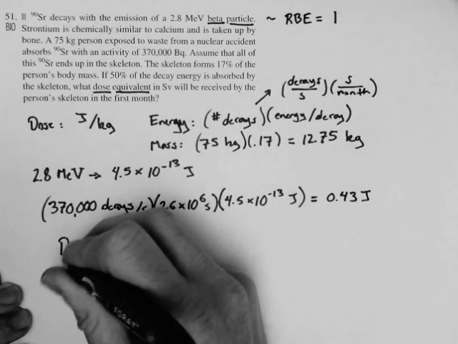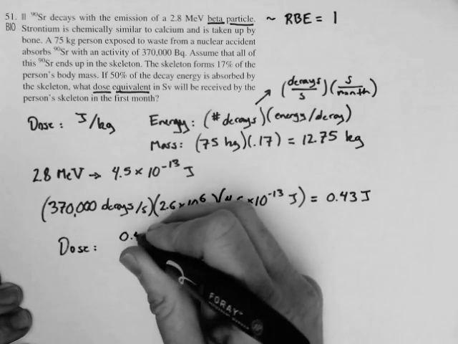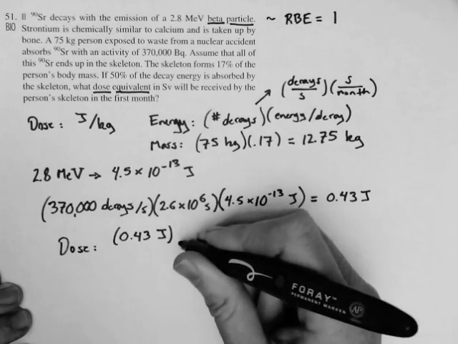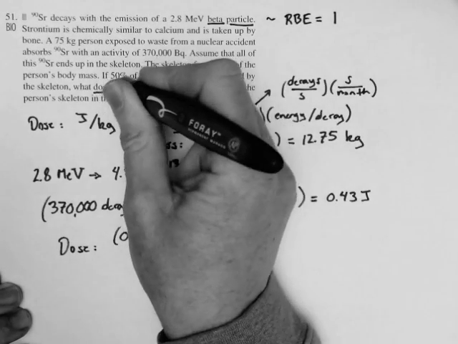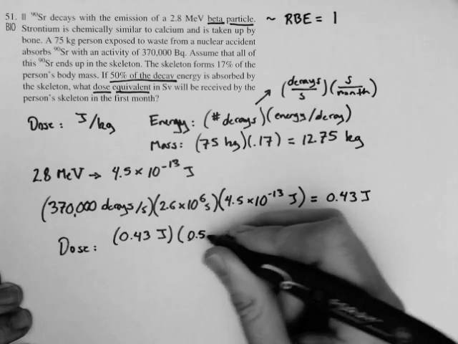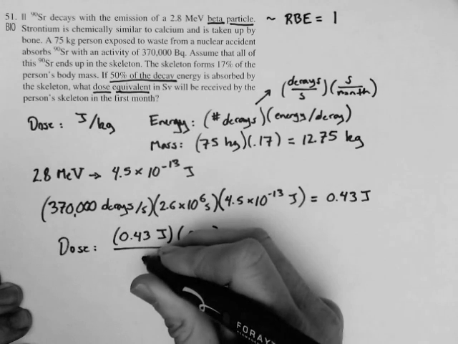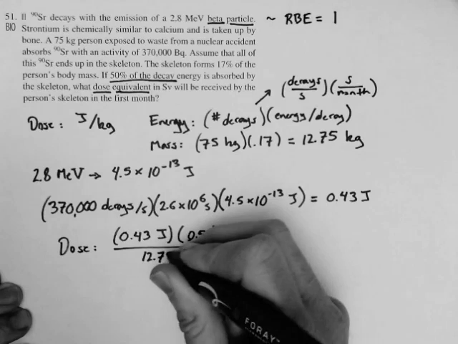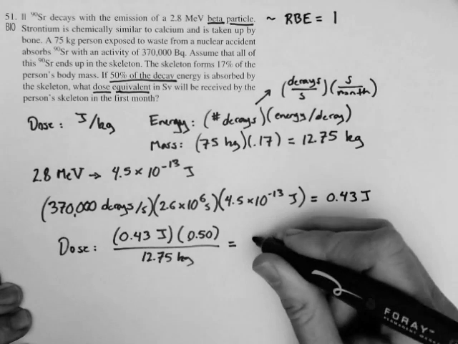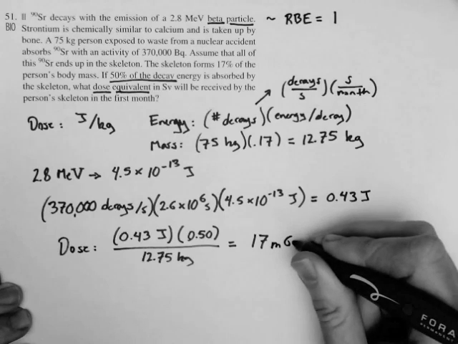So the dose, we'll calculate this way. The dose is 0.43 joules. That's the energy liberated. But we're told that only 50% of the decay is absorbed by the skeleton, so we'll multiply that by 0.5. And then we divide that by the mass of the skeleton, which is 12.75 kilograms. So we end up with 17 milligrays. That's our figure.